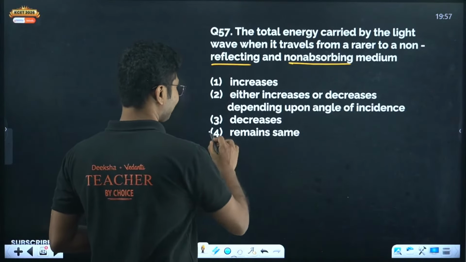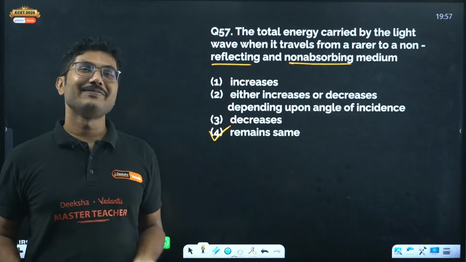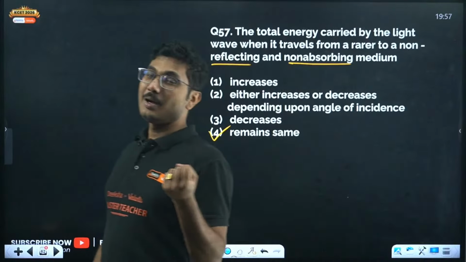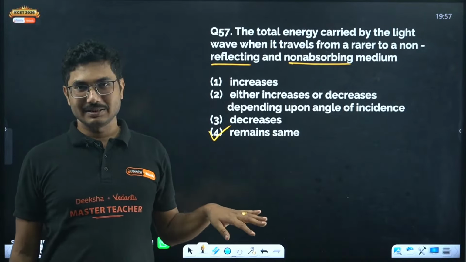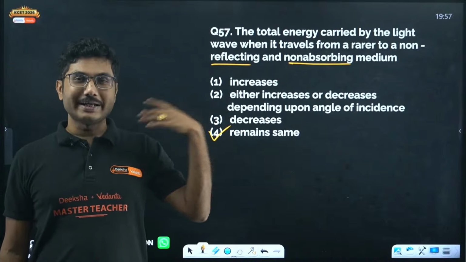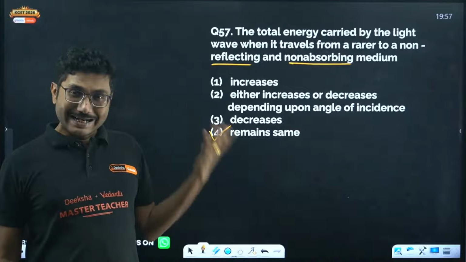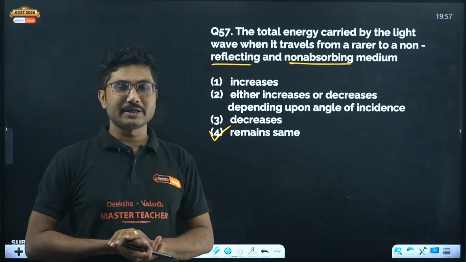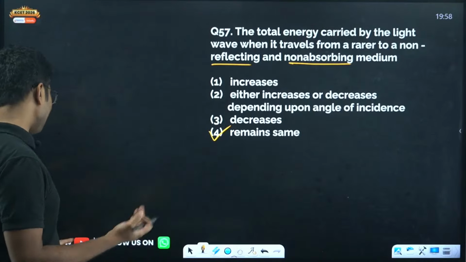Very simple. Non-absorbing does not absorb, non-reflecting does not reflect. So what will happen? Energy will remain constant. If it is absorbing part of the energy, or reflecting off some of the energy, then energy will decrease. Normally it cannot increase unless there is an external source present. It can decrease based on whether the medium is absorbing some of the energy or reflecting some of the energy. But here it is non-absorbing, non-reflecting, so energy remains the same.